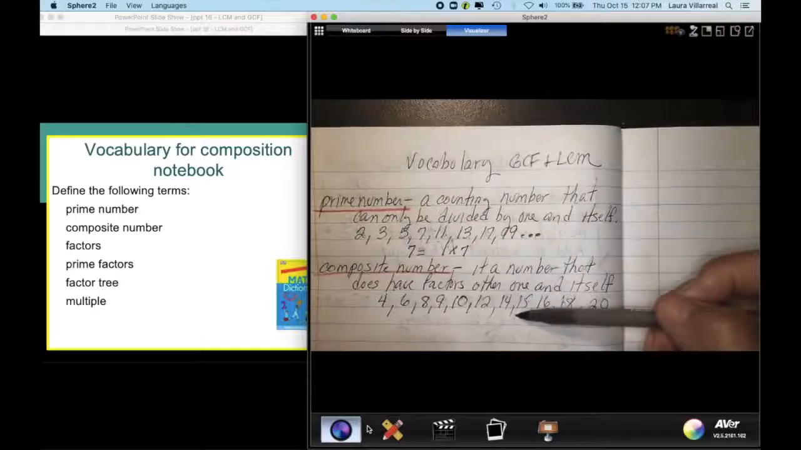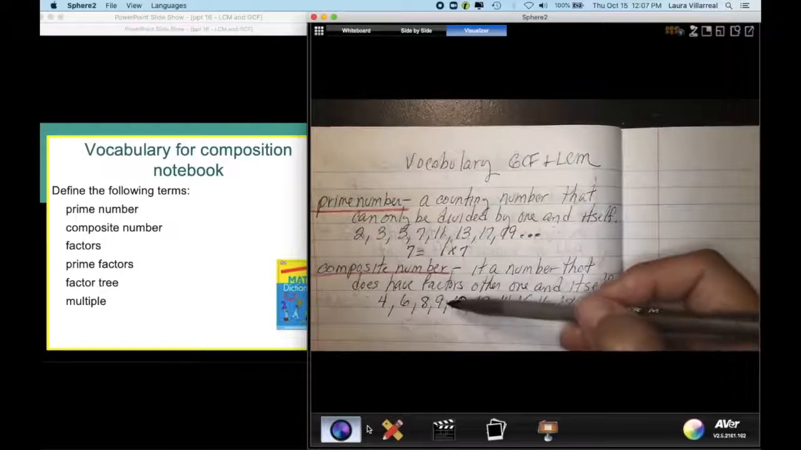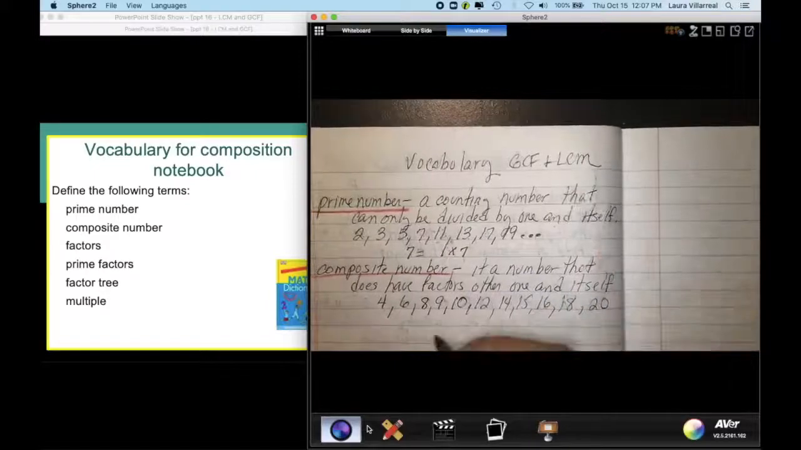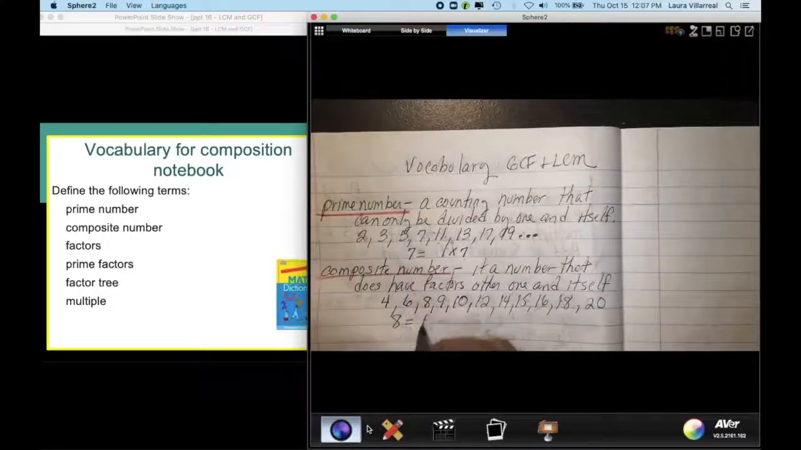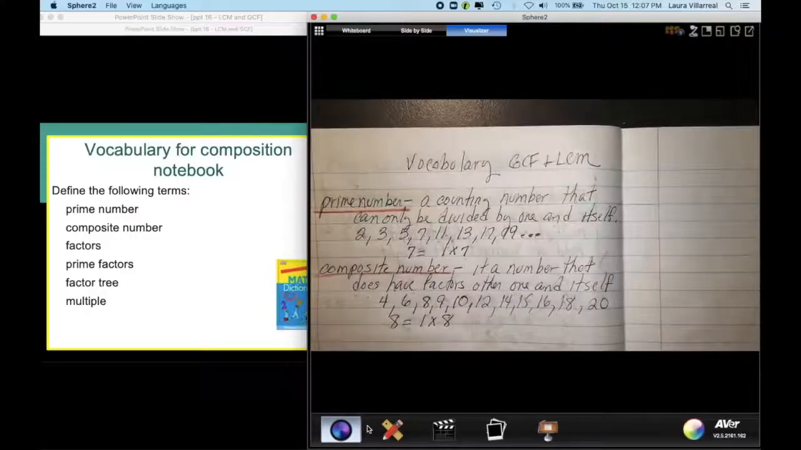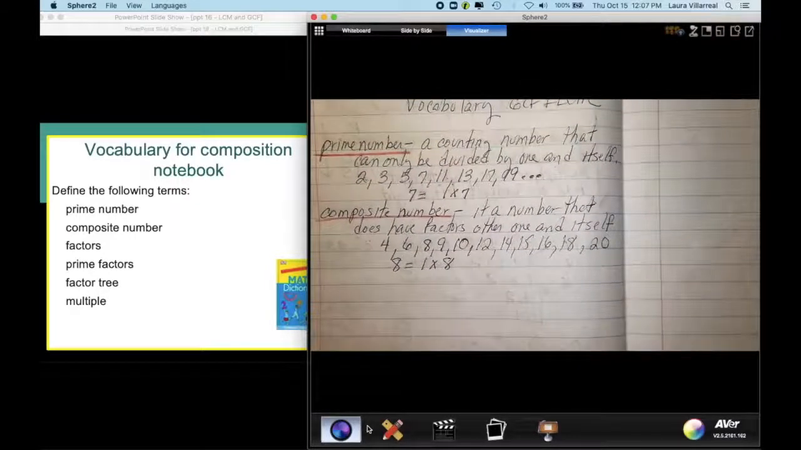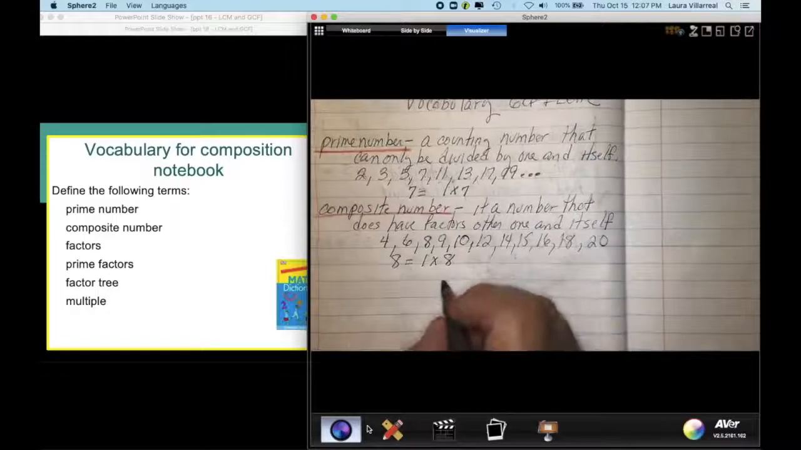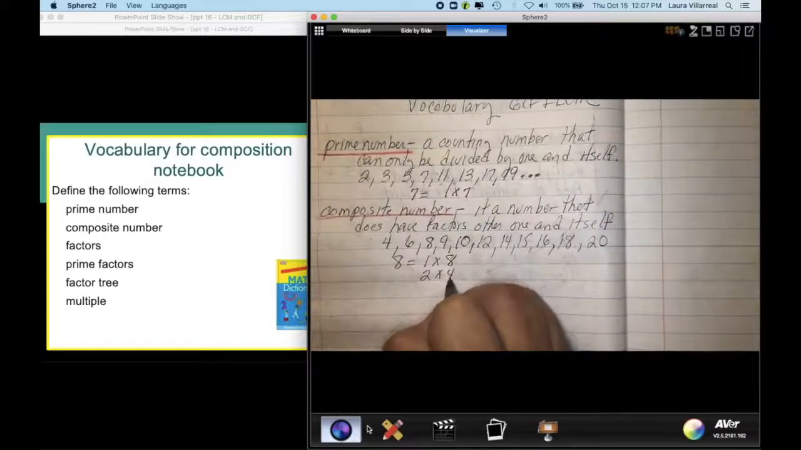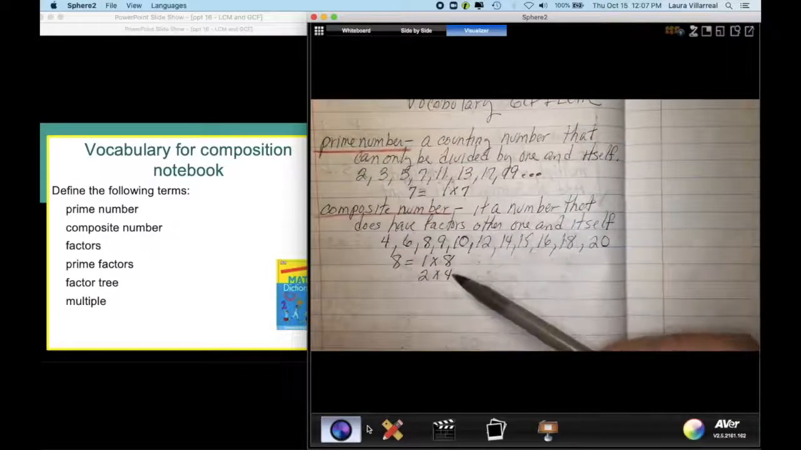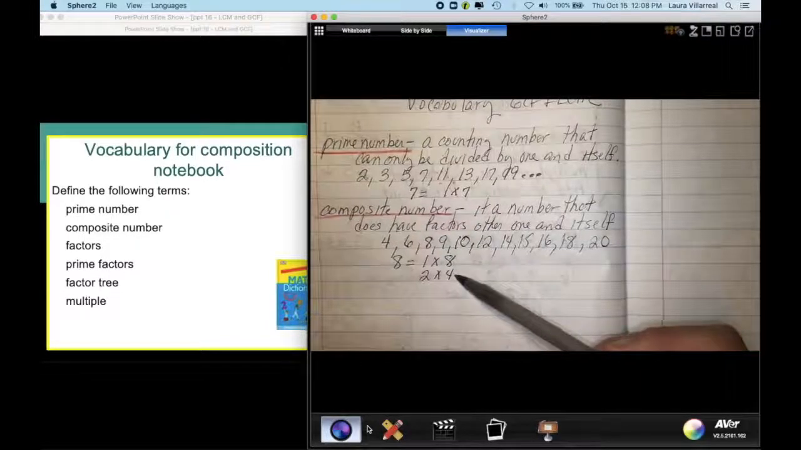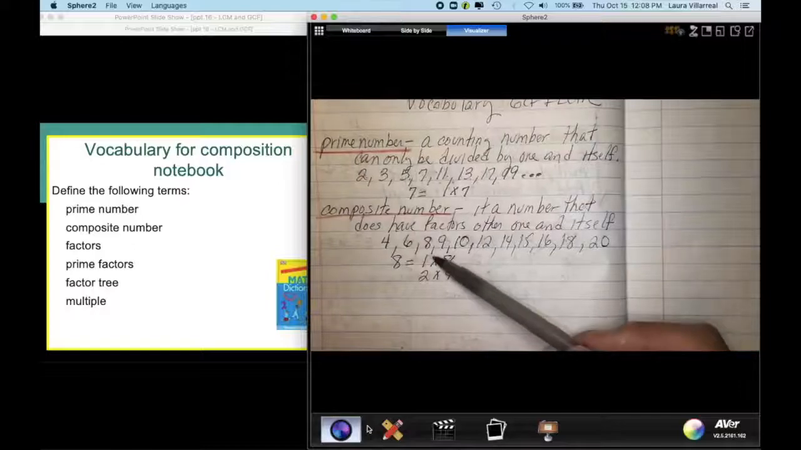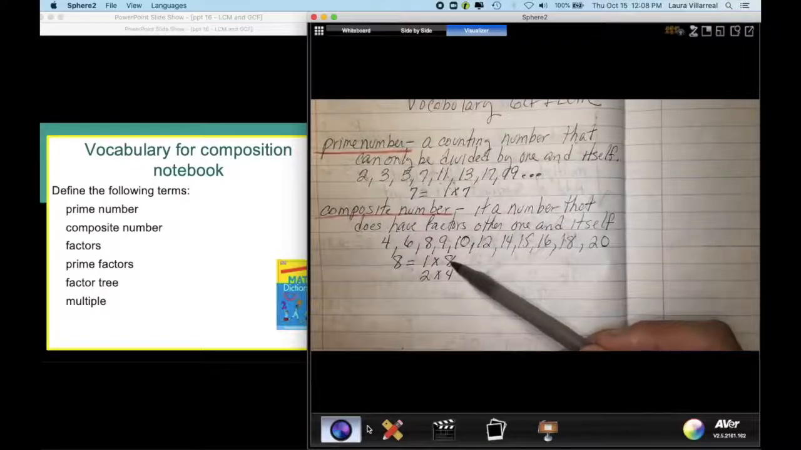Now let's look at an example of, let's say, 8. Now 8 can be written as a product of 1 times itself, 1 times 8. However, it can also factor 2 times 4. And so therefore, 8 is a composite number because it does have other factors besides just 1 and itself.